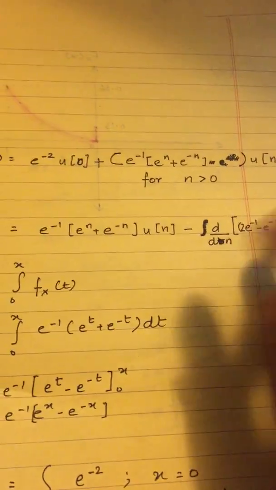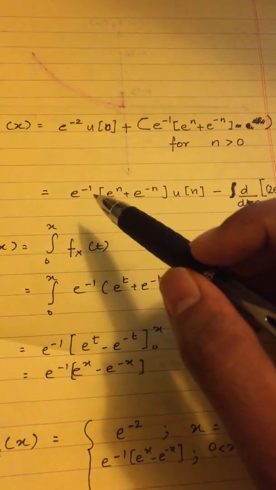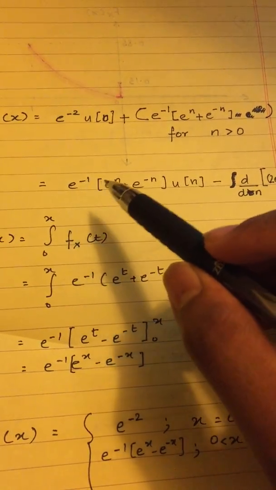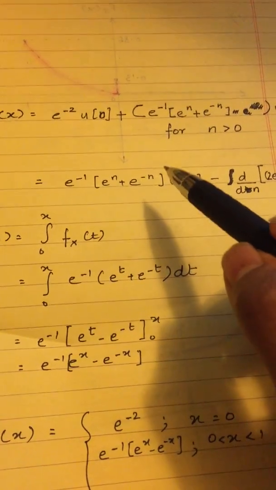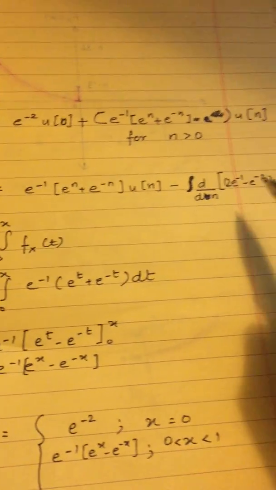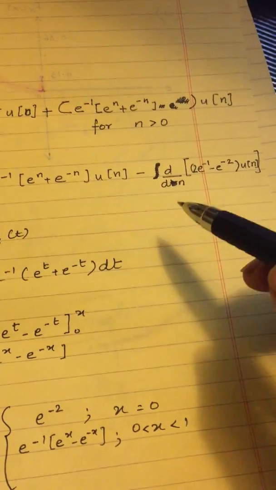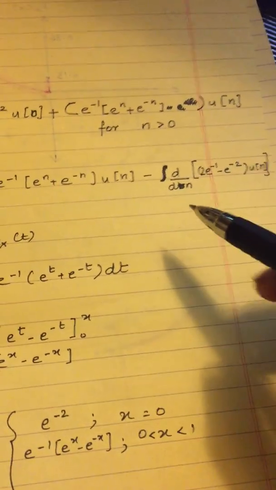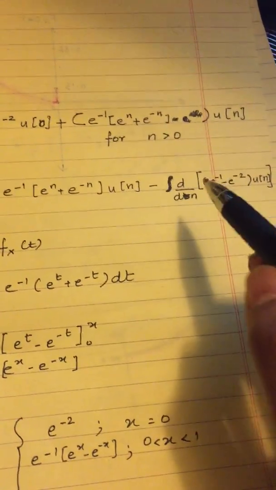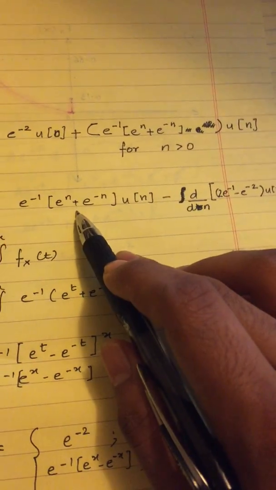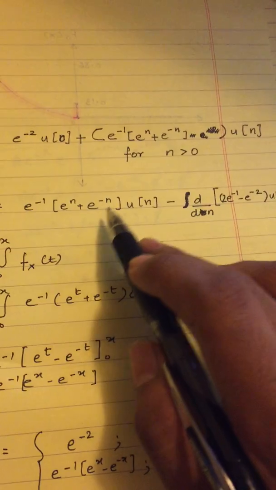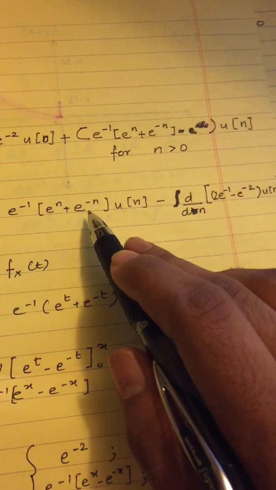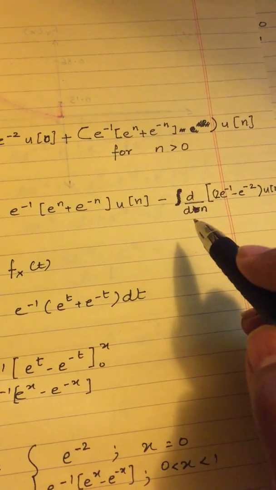However, we can write it in another way. When it is between 0 and 1, we have e to the power minus 1 into e^n plus e^minus n, into this unit step function, and we can write an impulse function as the differentiation of a unit step function. Now when we write this part, we mean that at the origin, when n is equal to 0, we have this value of the amplitude. However, as n is equal to 0, our value is just e to the power minus 2.